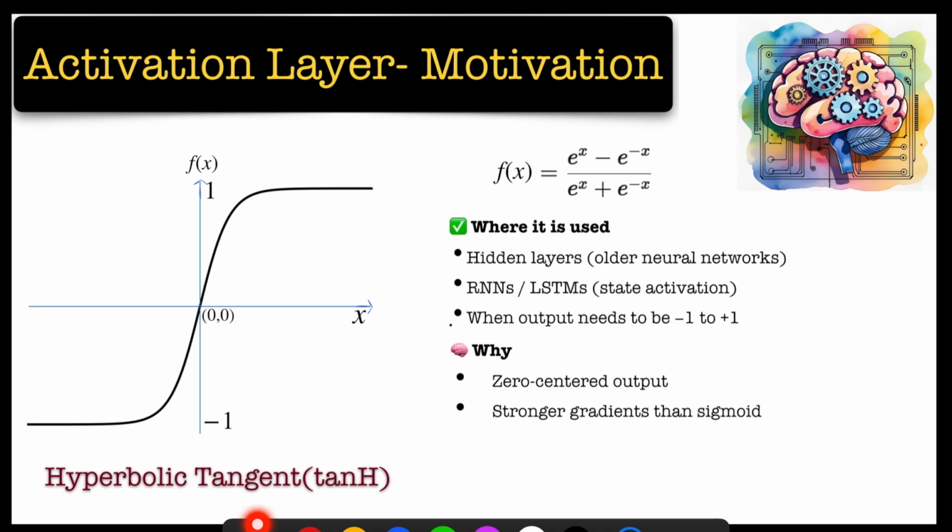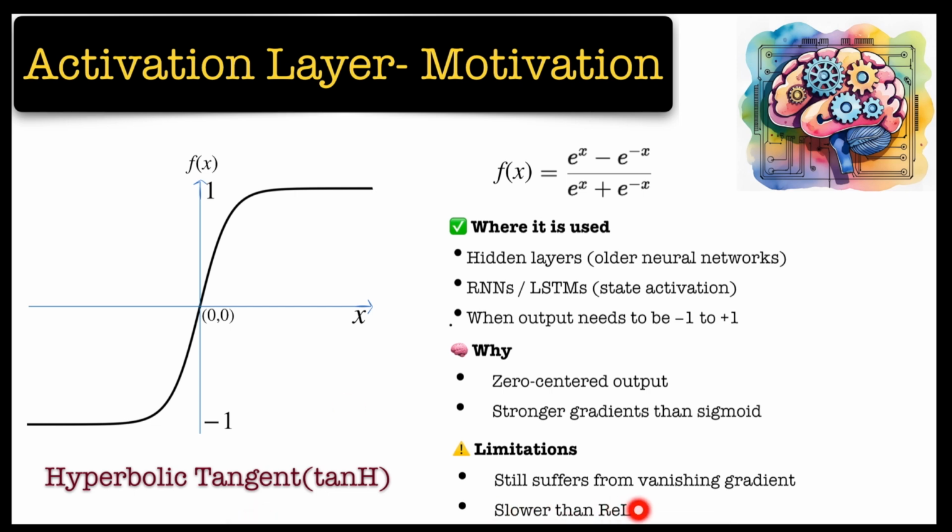Why do we use tanh? It gives a zero-centered output, so if our requirement is like that, we can use tanh. And it has a stronger gradient than sigmoid, meaning the slope can be steeper than sigmoid. A few limitations: it still suffers from vanishing gradient and it is slower than ReLU. ReLU is the most commonly used activation function, so we'll see it next. Tanh is slower than ReLU, so that's why ReLU somehow replaced tanh.